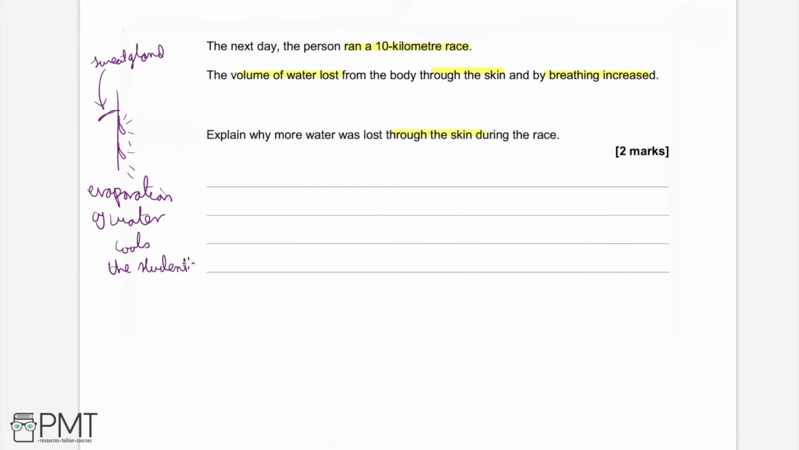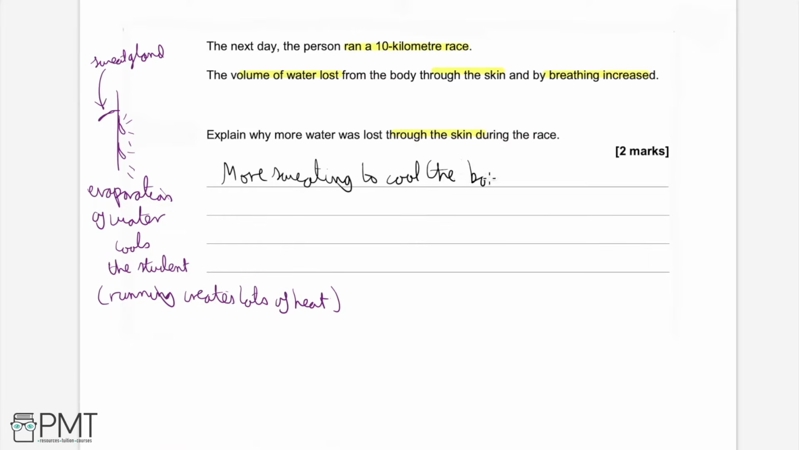This is important during exercise, since exercise increases the temperature of the body. Exercise, running in particular, creates lots of heat because the muscle contraction required needs more aerobic respiration, which is a reaction that produces heat. So let's write our answer. We're first of all going to say more sweating, and we're going to follow this with the reason why, to cool the body. Instead of saying to cool the body, you could alternatively have said because running produces heat, or to regulate the temperature of the body.